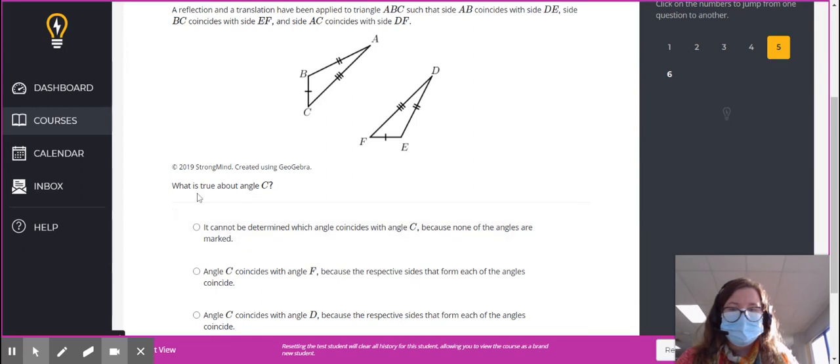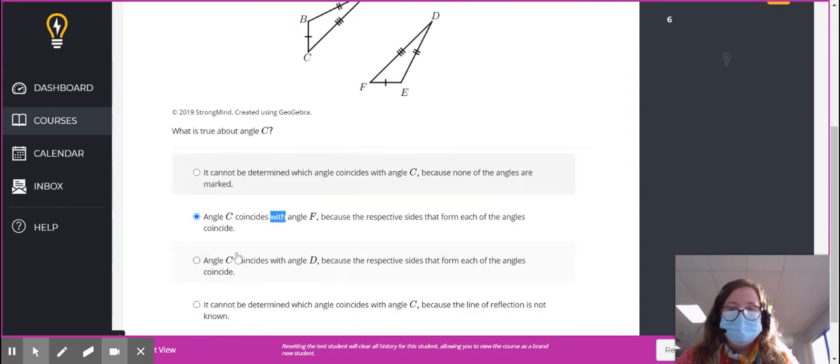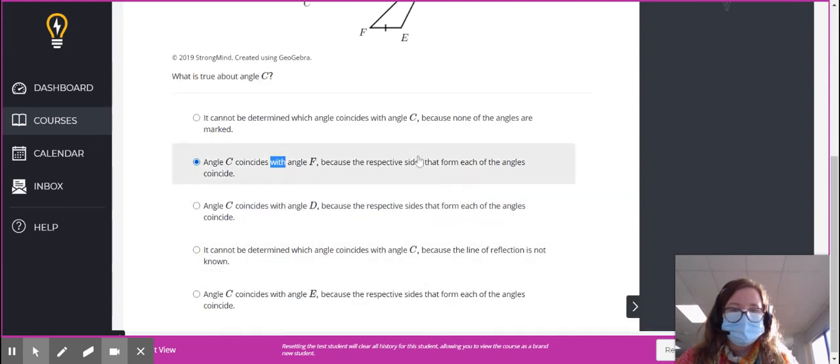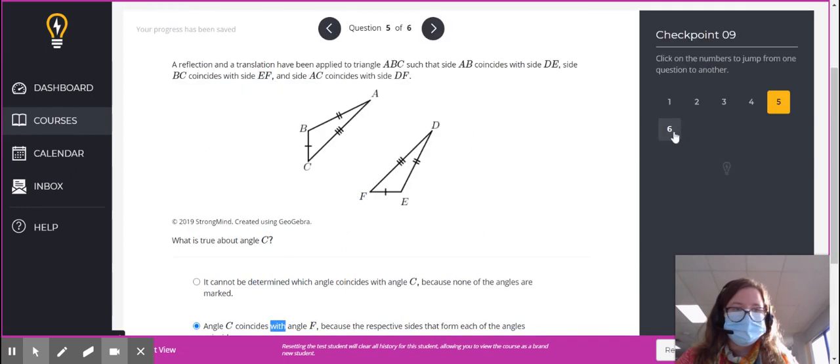So what's true about angle C? Angle C would have to coincide with angle F. So angle C coincides with F because the respective sides that form each angle coincide, right? Because C is made up of 1 and 3, 1 and 3. Then that looks like it's it. The respective sides that form each angle coincide. Yep, that would have to be it.